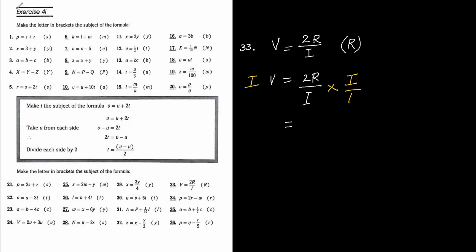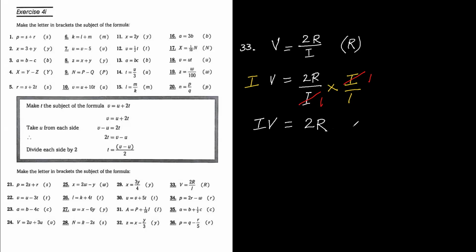For the third line, I have VI over 2 equals, no, VI equal to 2R, because the I's will have cancelled off. I into I is 1, I into I is 1, leaving me with IV equals 2R. Everybody okay with that? Yes, sir. All right.